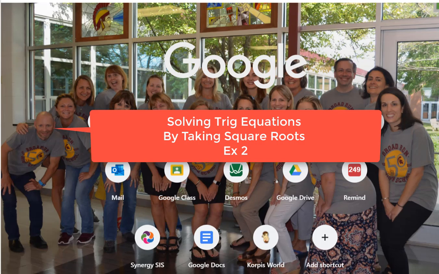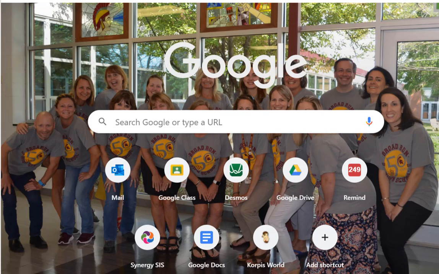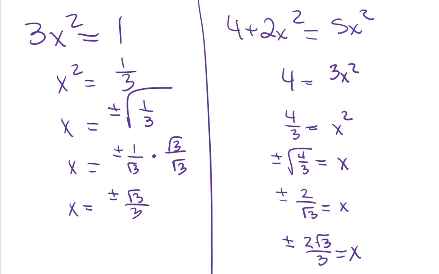We are going to take a look at the second example in our solving trig equations by taking square roots. So first, let's go ahead and just recap a little bit of review of solving regular algebra equations by taking square roots. So that looked like this. We did this in example 1, so you can refer to that video.